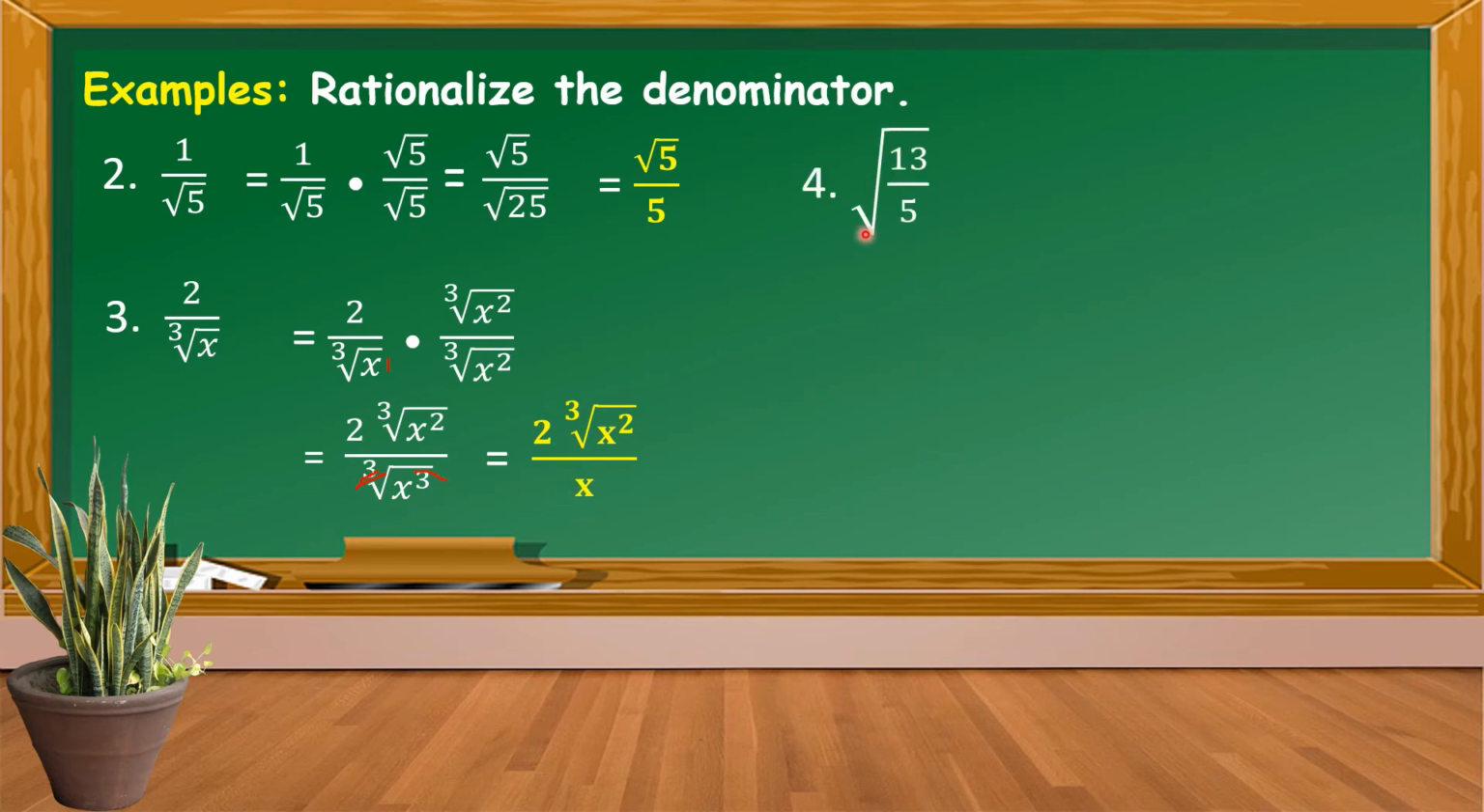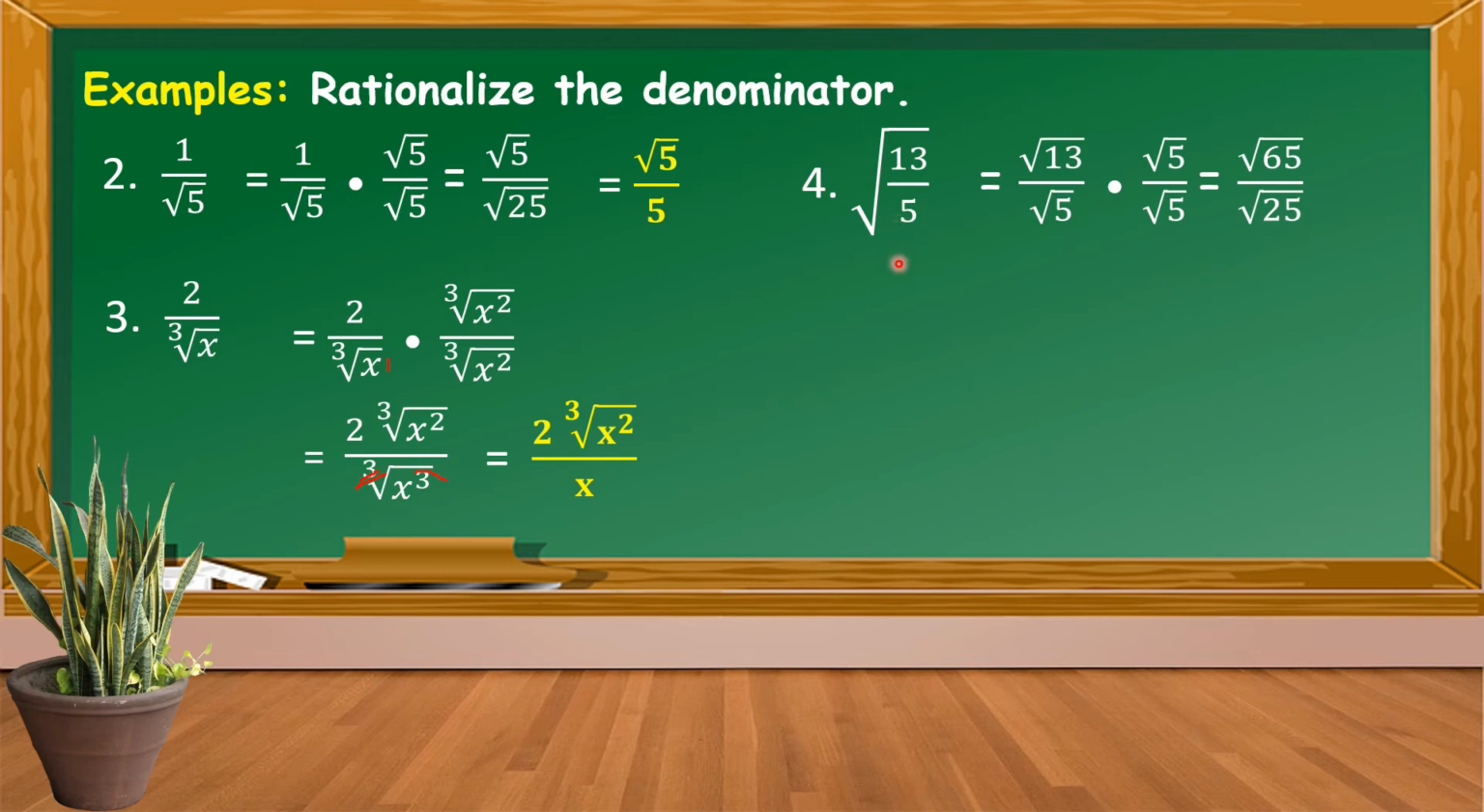Number 4, the square root of 13 over 5. So, according to the division property of radicals, this is equal to square root of 13 divided by square root of 5. So, there is a radical in the denominator and we cannot divide 13 by 5. So, we have to rationalize to make it in simplified form.